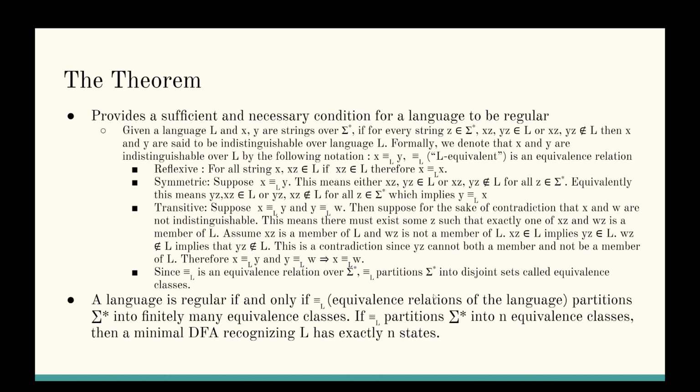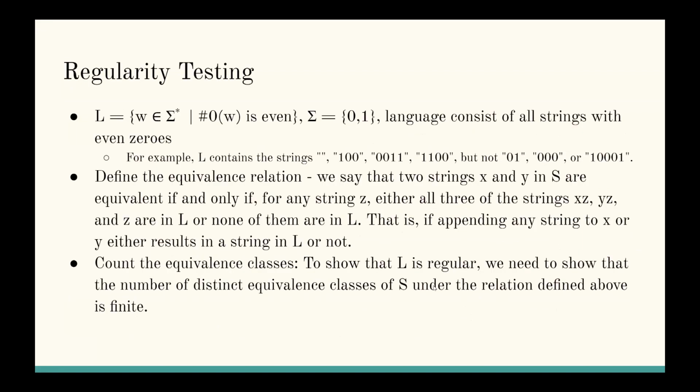All right, so let's talk about the regularity using the Myhill-Nerode theorem. Let's begin by defining the language L, where W is a string that consists of an even number of zeros. For example, L will contain the empty string, 00, 0011, etc., but not 01 or 000, since those strings' zeros are not even. First, we'll define the equivalence relation.